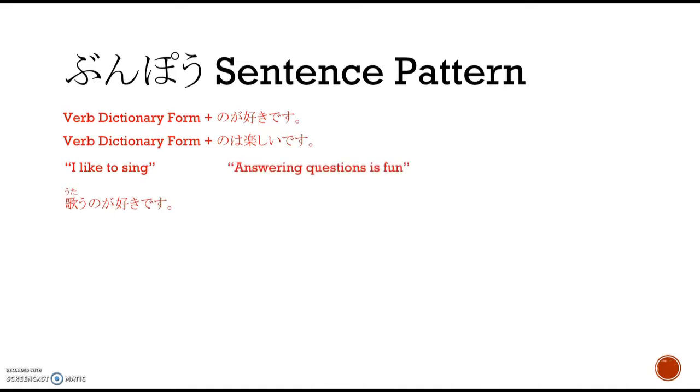Answering questions is fun. This time we'll be using the bottom pattern. So this time we have an object, so that will come first before the verb. Shitsumon o, questions. And then your verb in dictionary form, kotaeru, and no wa. And finally, tanoshii desu. Shitsumon o kotaeru no wa tanoshii desu.